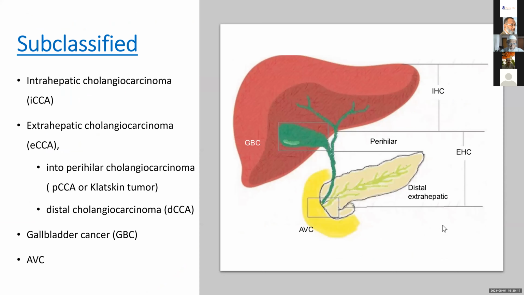Before going to the main management and other topics, biliary cancer can be subdivided into 3 big groups. First is intrahepatic cholangiocarcinoma. Second is extrahepatic cholangiocarcinoma, which can be subdivided into perihilar cholangiocarcinoma and distal cholangiocarcinoma. And the third one is gallbladder carcinoma. There is another subsite, ampulla of Vater carcinoma, which is also classified as a biliary tract cancer.